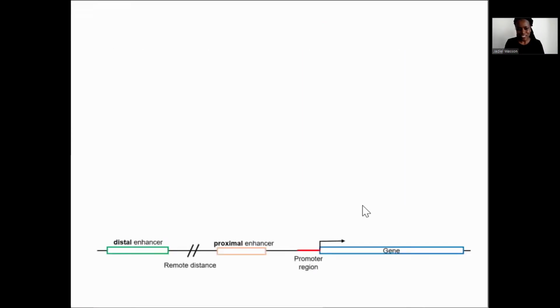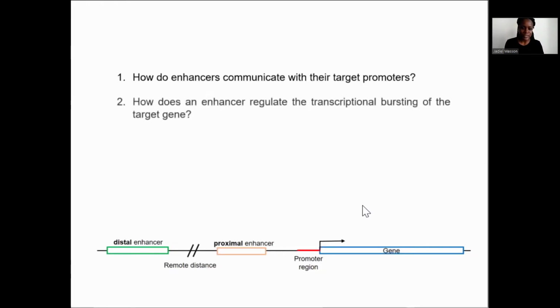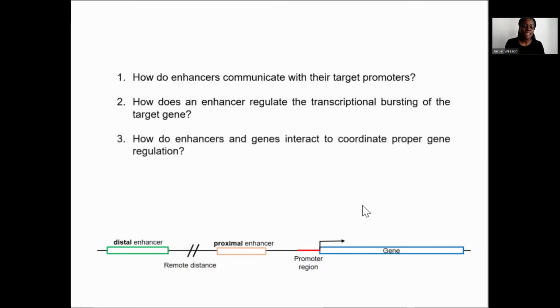So in short, a couple of questions to keep in mind as you read the papers is, how do enhancers communicate with their target promoters? How does an enhancer regulate the transcriptional bursting of a target gene, and if it actually regulates the transcriptional bursting of a gene? And also, how do enhancers and genes interact to coordinate gene regulation in general?